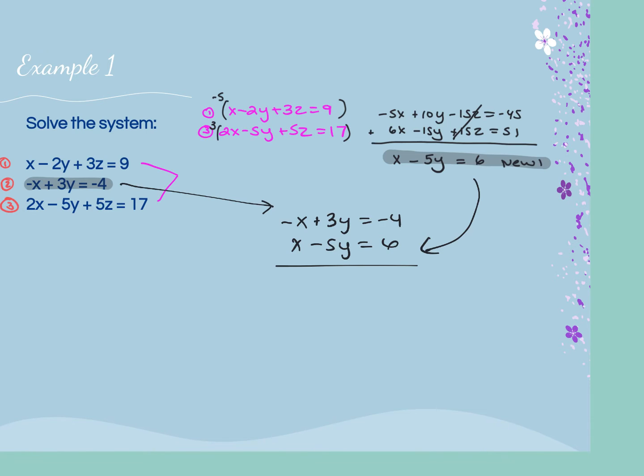So I don't even have to change these. I can just add them. These cancel. I get negative 2y equals positive 2, and y would equal negative 1. That's my first variable.